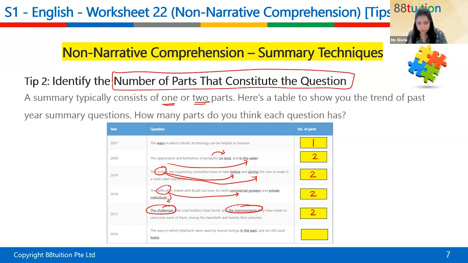Madhav, the last one, read it and tell me. Year 2016: the ways in which elephants were used by human beings in the past and are still used today. How many parts? What are they? In the past and today. No, the ways in which the elephants were used in the past and the ways that they are used in the present. Do you get it?